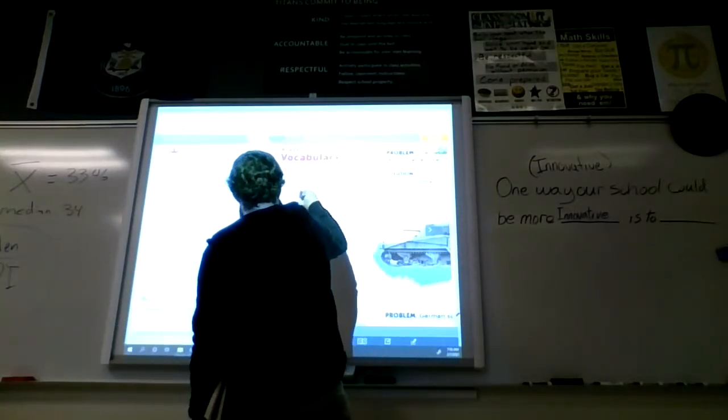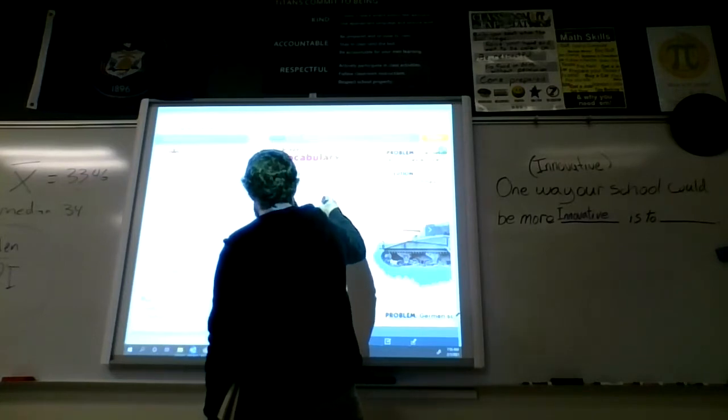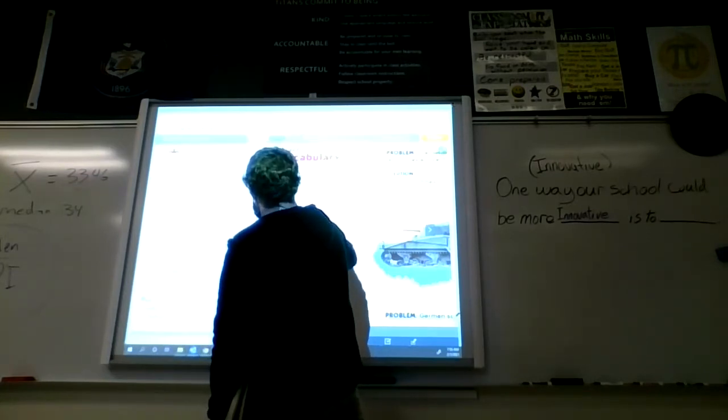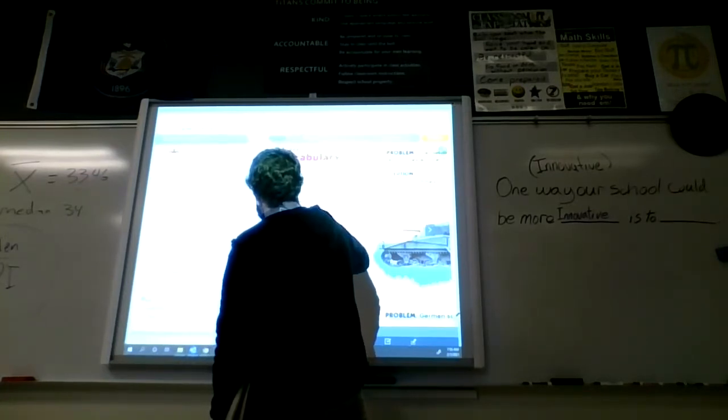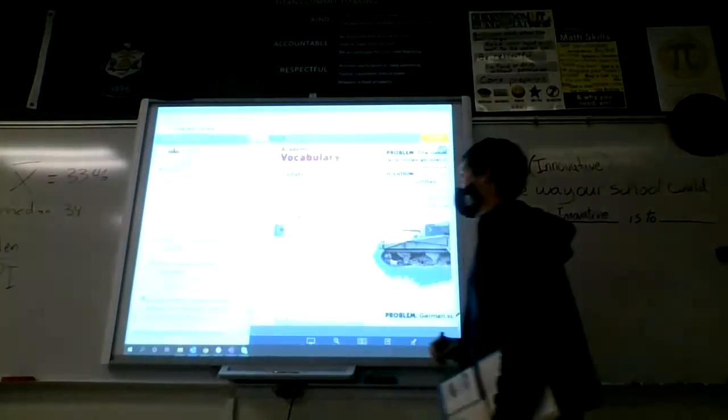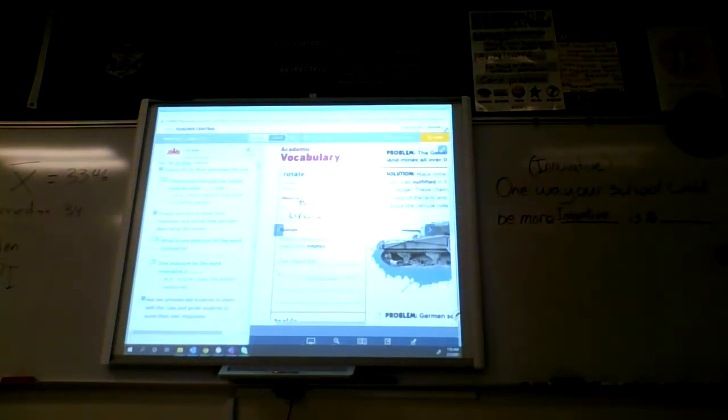Okay, so let's go ahead and write this down. We're going to write churn in the first blank and then circular. Okay, so churn with circular movements. That's a rotation.